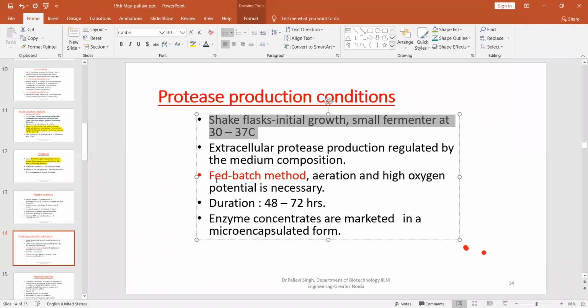And fed batch mode is mainly applied. If you remember, in the amylase I just told you, we go for batch and fed batch. But for protease, we prefer to have fed batch mode. And duration is 48 to 72 hours. And mainly my protease enzymes are marketed in the microencapsulated form.